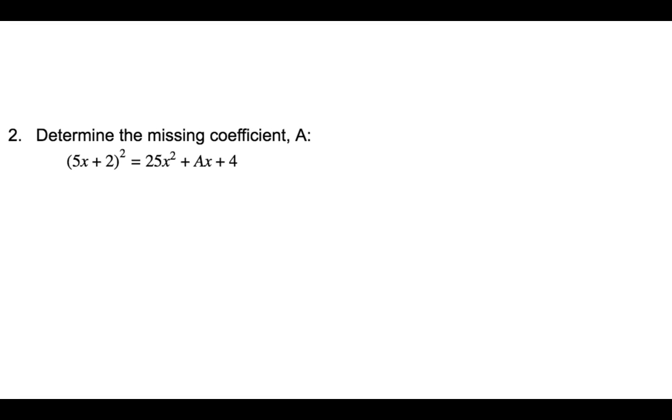So the next one you guys are going to try is number 2. Determine the missing coefficient, a. So I have (5x plus 2) squared equal to all of that, and I want you to go ahead and find a. I'll give you a chance to try it out on your own.